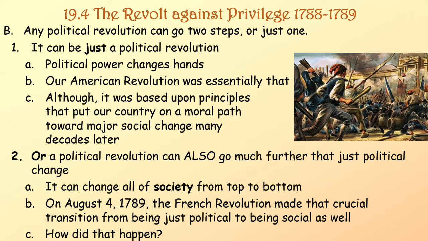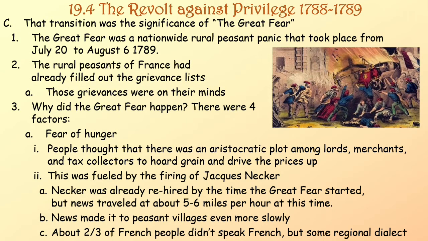And on August 4th, 1789, the French Revolution made that crucial transition from being just political to being social as well. How did that happen? That transition is the significance of that story of the Great Fear. The Great Fear was a nationwide rural peasant panic that took place from July 20th to August 6th, 1789. The rural peasants of France had already filled out the grievance lists that we've talked about. Those grievances were on their minds.